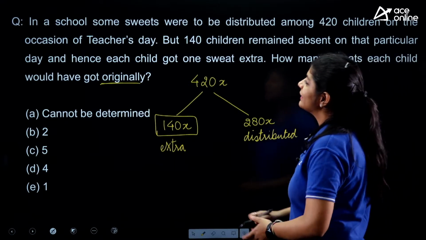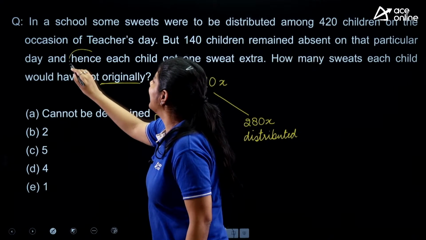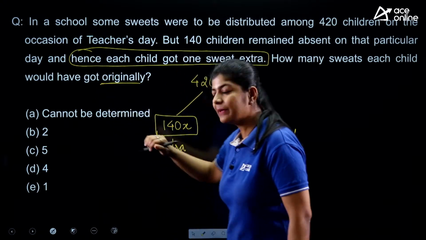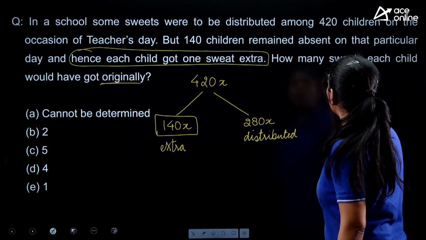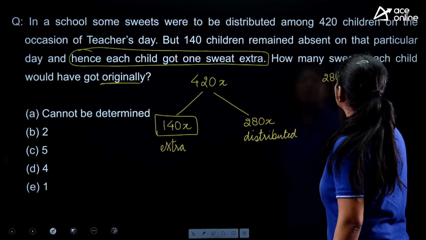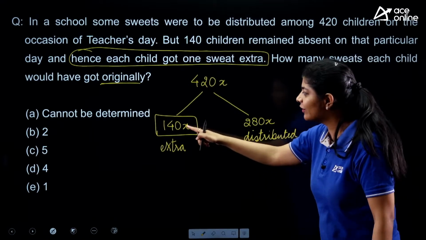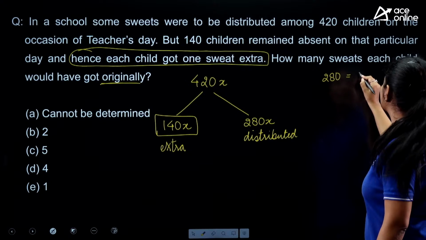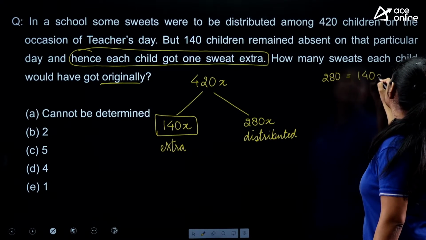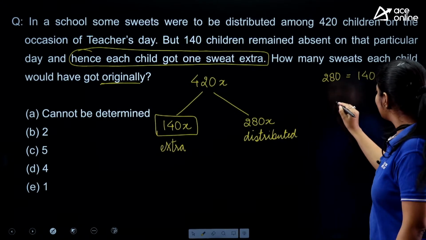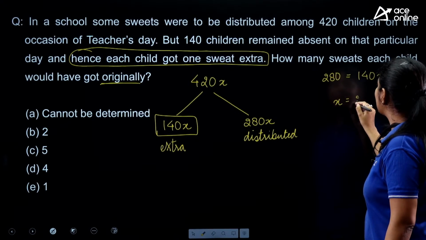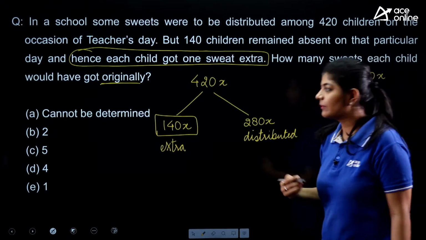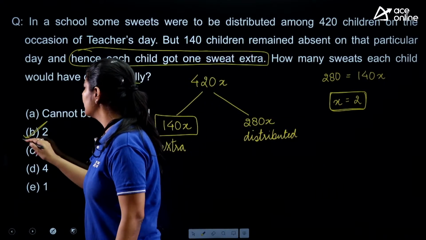Just try to read this particular line: hence, each child got one sweet extra. That means because of this, the whole 280 students got a sweet. That means the value of this is equal to 280. That means 140x equals 280. That means the value of x is 2. Originally each student got 2 sweets.